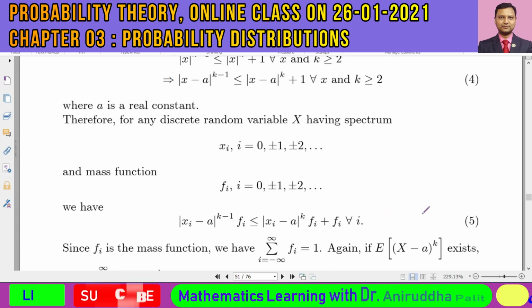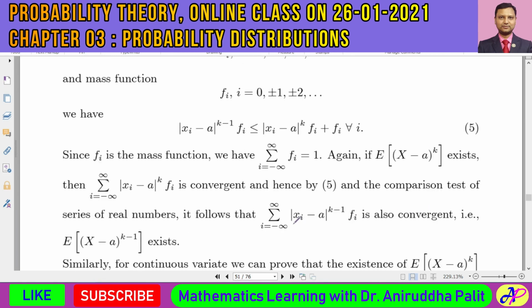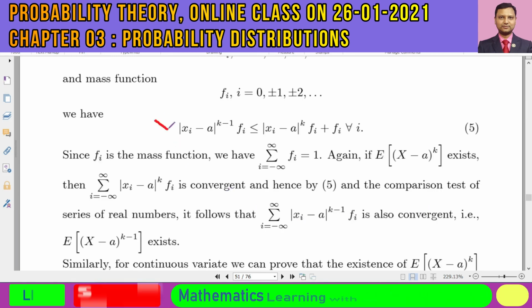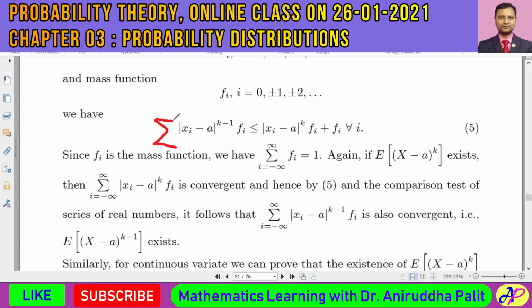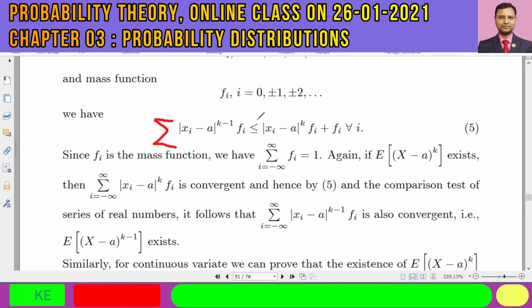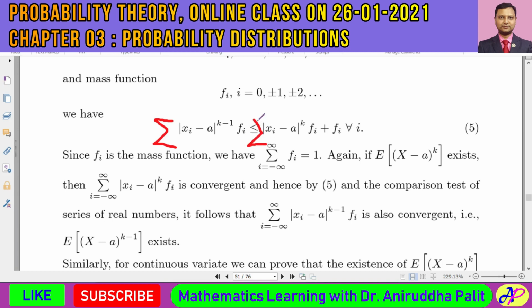And now take the summation. If you take the summation over here, you will get this kind of summation, i varying from minus infinity to plus infinity.